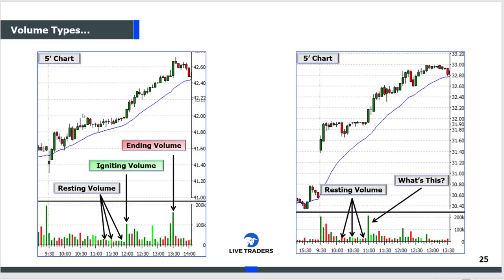But you wouldn't buy it at 42 over here because it's too extended, right? It needs to rest. So it chops, and then starts to consolidate in a very nice, tight manner with low volume. And this is what you want to see.